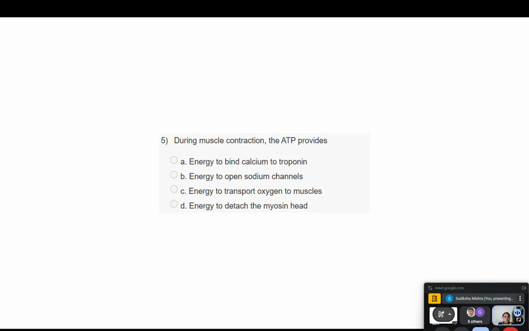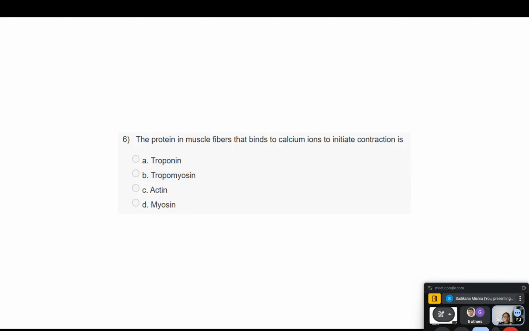During muscle contraction, the ATP provides energy to bind calcium to troponin, energy to open sodium channels, energy to transport oxygen to muscles, or energy to detach the myosin head. The answer is D, energy to detach the myosin head. The protein in muscle fibers that binds to calcium ions to initiate contraction is troponin, tropomyosin, actin, or myosin. The answer is troponin.